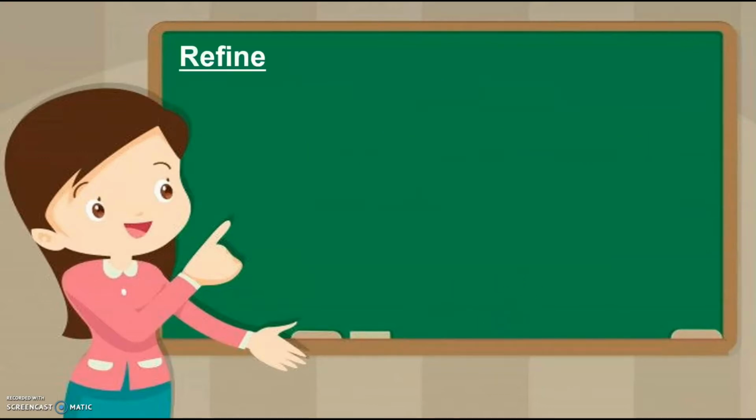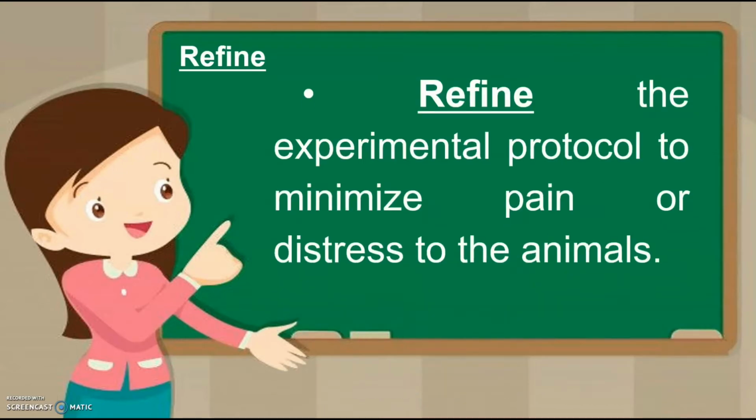The other one is what we call refine. When we say refine, it means refining the experimental protocol to minimize pain or distress to the animals. Because in doing research wherein you are using vertebrate animals, we are discouraging pain and distress to the animals, because we are still prioritizing the health and well-being of vertebrate animals. Vertebrate animals are just like humans. They also have feelings and they also have life. So that is the reason why we are refining the experimental protocol. You have to study what experimental protocols can cause pain and distress to these animals.